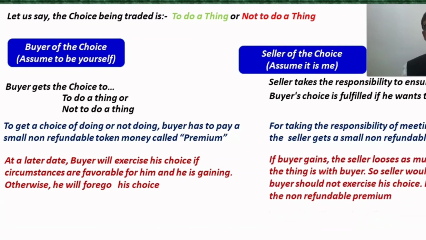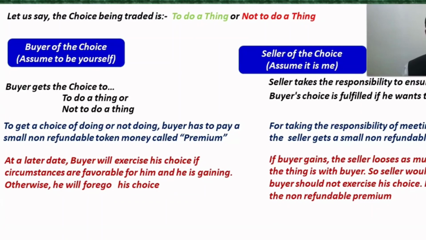Now, from the seller's perspective, I as a seller of the choice will always want that circumstances should not be favorable for you to exercise your choice, so that you forego your choice and I retain the premium which you have given me. But if circumstances become favorable for you and if you exercise your choice, then whatever you are gaining by exercising your choice, that much amount I would be losing. All right, just try and understand the meaning of it. I know you would be getting a little confused, but that is how the topic is.